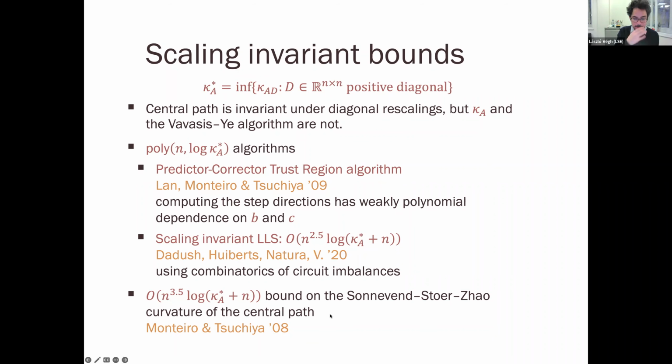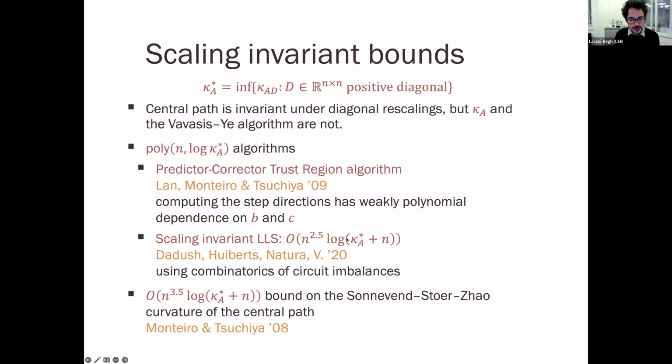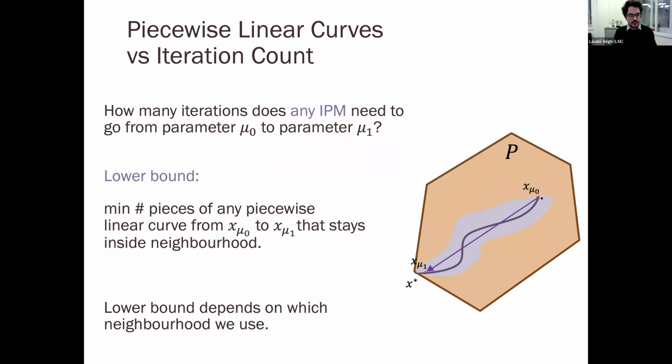And this kappa star also comes up naturally in some curvature analysis of the central path. So this was until recently really the state of the art. The best we can get is polynomial in n and the logarithm of kappa star, but unfortunately this kappa star, even though it's optimized, can still be unbounded. And so then the question is, is this maybe a tight bound, or maybe we can get even better, maybe we could even get a strongly polynomial interior point method. And for those who listened carefully at my comparison table, I already gave a negative answer to that, and let me talk about that a bit.